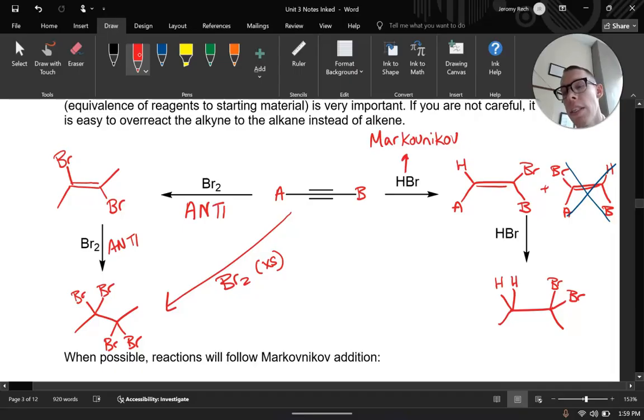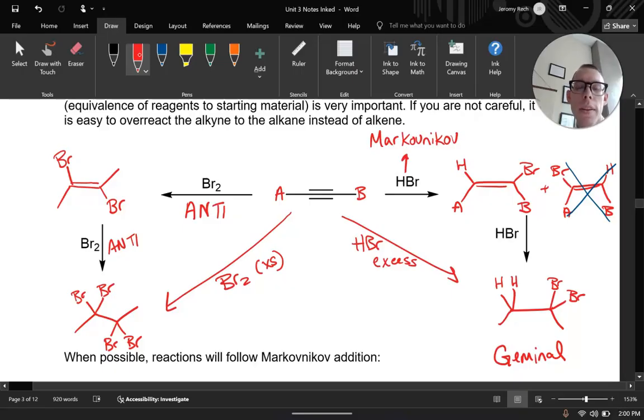If you remember, this type of dihalide is known as geminal. Geminal, thinking of twin, it's on the same. So same thing here, if you go through and use your excess HBr, that's going to put both of your bromines on the same side because of Markovnikov's.